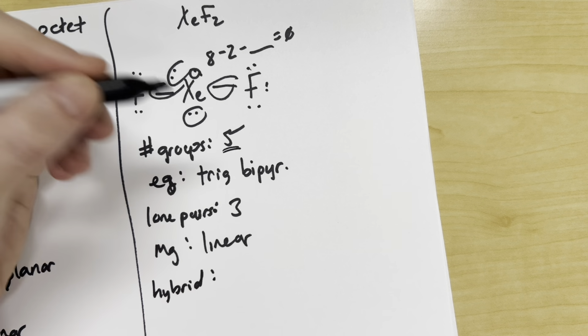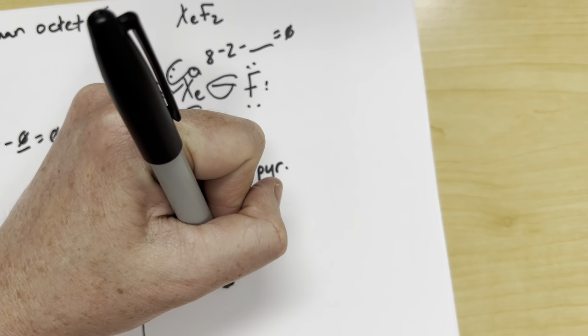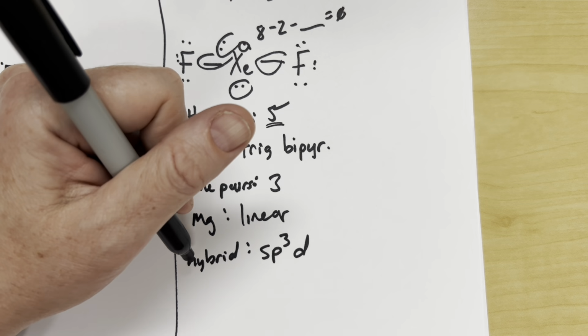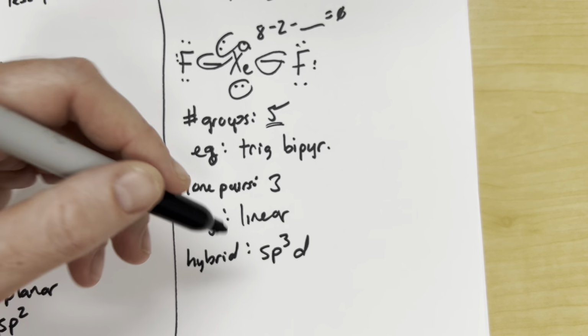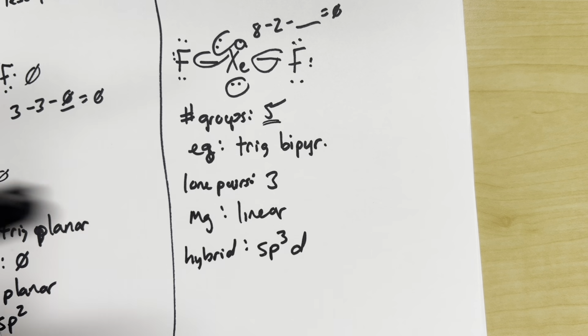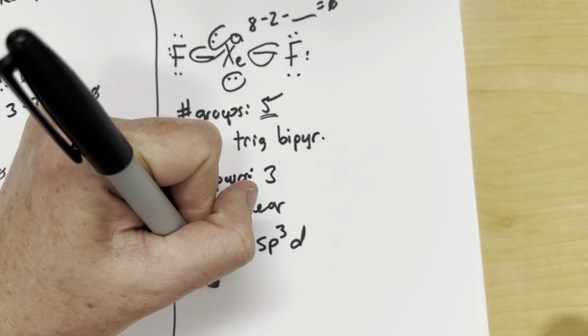Again, you do build the hybridization off of the number of electron groups. It would be sp3d. And is it polar or non-polar? It's a line, so if you have a line, you have one thing pulling this way, one thing pulling the opposite direction, and it would be non-polar.